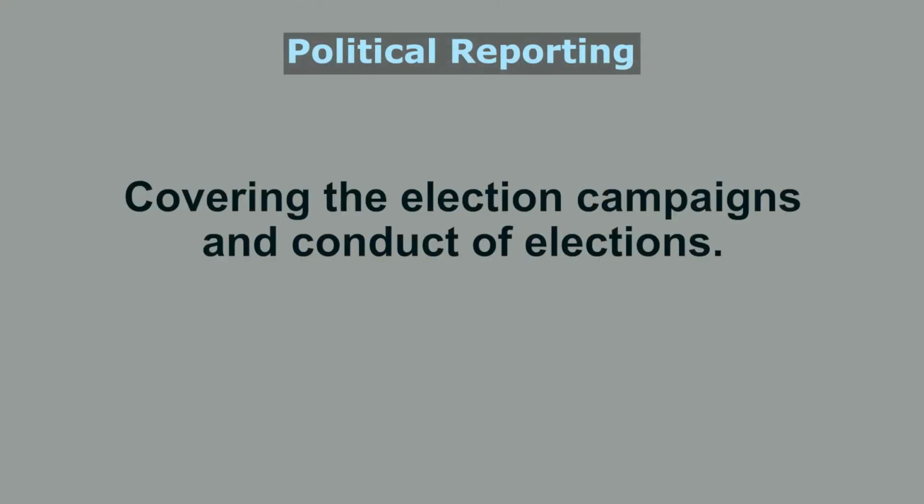Also, when it is the time of elections, the election campaigns of the political parties, as well as the ways in which the elections are being conducted, and who is the winner and who has actually won the elections, all these fall within the category of political reporting.